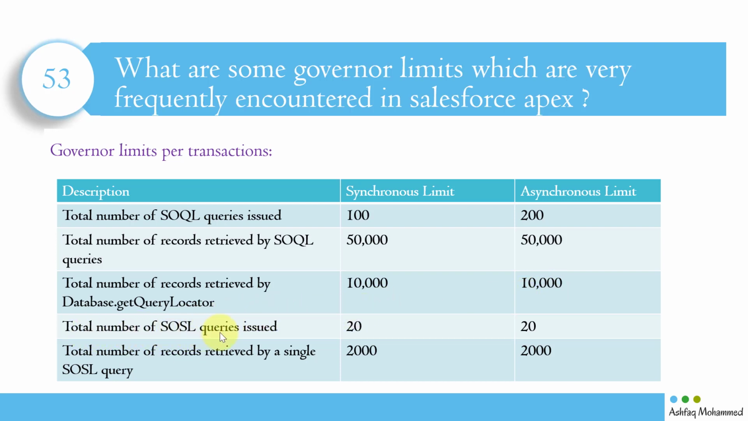Total number of SOSL queries issued: here we can issue 20 SOSL queries, and asynchronous also we can issue 20 SOSL queries. The total number of records retrieved by a single SOSL is only 2,000, whereas with SOQL we can retrieve 50,000. Even for asynchronous, 2,000. I don't see any reason why we would even need SOSL for asynchronous, because SOSL is something we use for searching the data. Anyhow, this is the limitation.